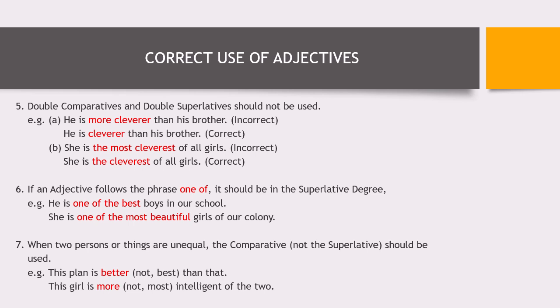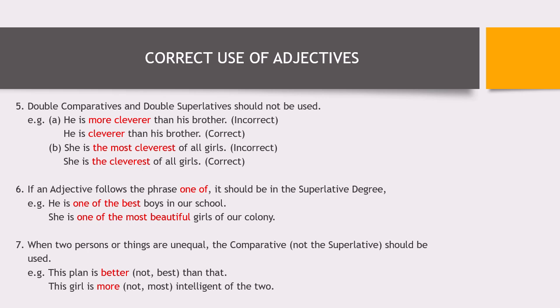Correct. 6. If an adjective follows the phrase one of, it should be in the superlative degree. For example, he is one of the best boys in our school. She is one of the most beautiful girls of our colony.